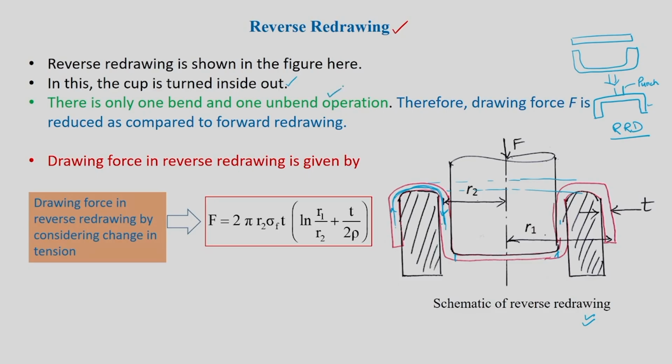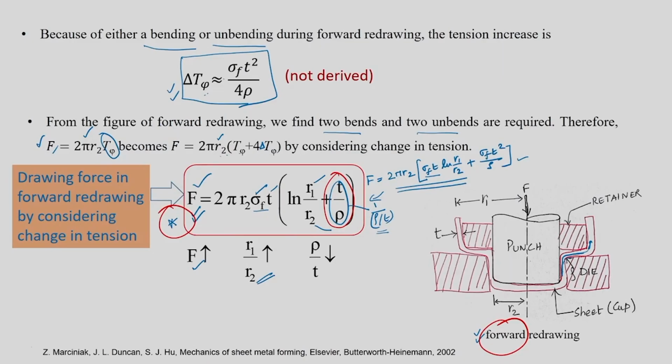So there is only 1 bend and 1 unbend operation. Therefore the drawing force F is reduced as compared to forward redrawing. What you need to do is, all equations remain the same. So instead of 2 pi r2 into t phi plus 4 delta t phi, you have to write 2 pi r2 into t phi plus 2 times delta t phi, because it is only two activities, 1 bend, 1 unbend, 2 delta t phi, that is all. That is the only difference you have here.